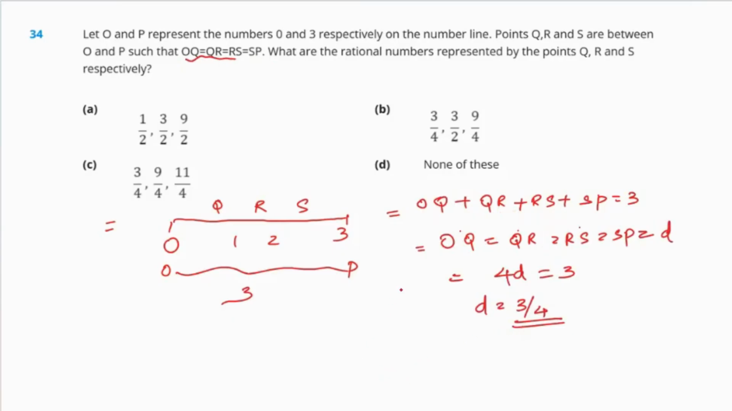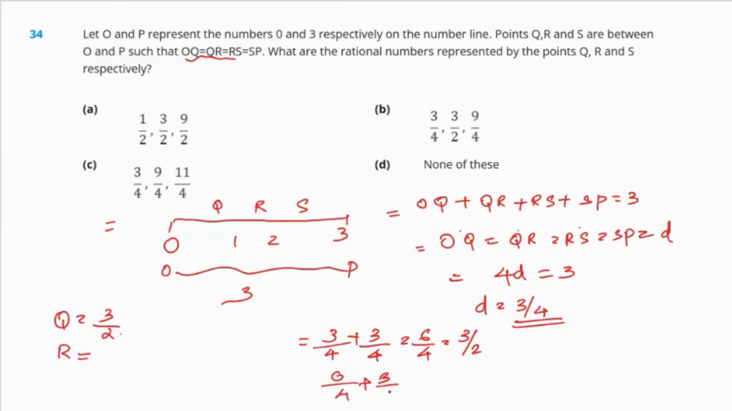If the distance is 3 by 4, first we have to add 3 by 4 plus 3 by 4, which is 6 by 4, and that is equal to 3 by 2. So the next number will be 3 by 2. And the next number we have to add 3 by 2 and 3 by 4, that is 6 by 4 plus 3 by 4, which gives 9 by 4. So we have 3 by 4, 3 by 2 and 9 by 4.